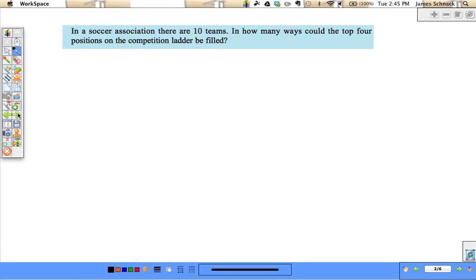So here we have a soccer association, 10 teams. How many ways could the top 4 positions on the competition ladder be filled? So 1, 2, 3, 4 positions. How many teams could we put in the first position? There's 10. How many teams could we put in the second? Well, there are only 9 left because 1 team got first place. And I'm multiplying. How many different teams could get third now? Well, 2 teams are out, so that leaves 8 times 7. 10 times 9 times 8 times 7. And we could do this simply with our calculator. I don't have one in front of me, so I'm going to leave it up to you to get this answer.